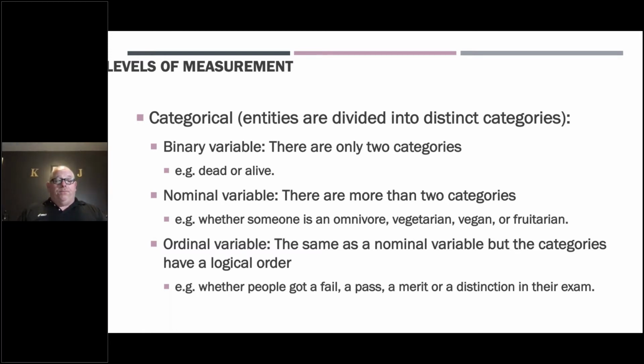Ordinal variable. Okay, the same as a nominal variable, but it carries a logical order. Pass or fail, merit or distinction. I mean, they're separate. The ordinals, they have a logical order. So you're either going to pass or fail this class. If we're looking at the number of people who either pass or fail my class, we would be using those as ordinal variables.